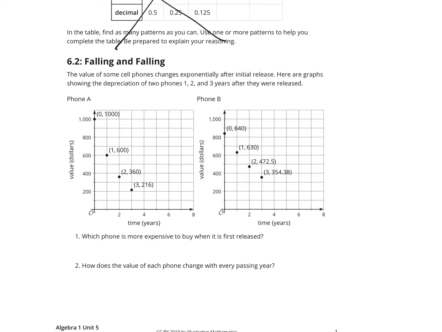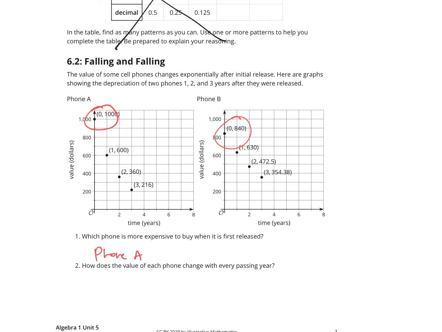All right, question 1: which phone is more expensive to buy when it's released? To figure that out, we're going to look at the y-intercept. We can see for phone A, the y-intercept is 1,000, whereas for phone B, it's 840. So we know phone A is more expensive.